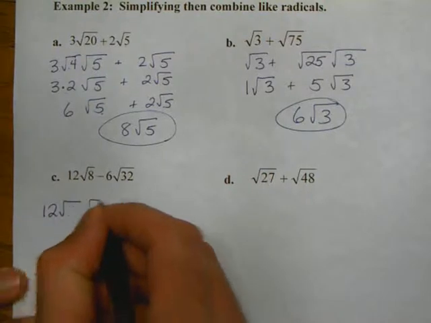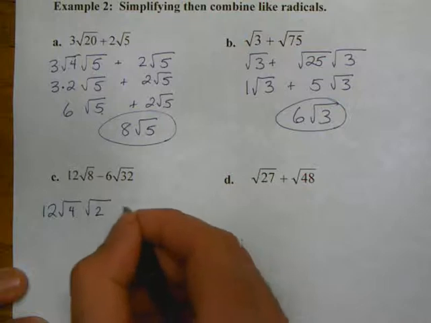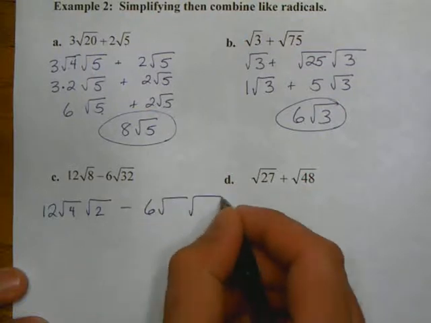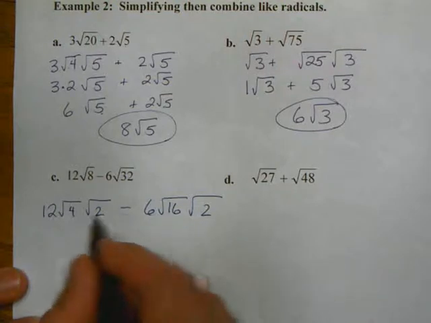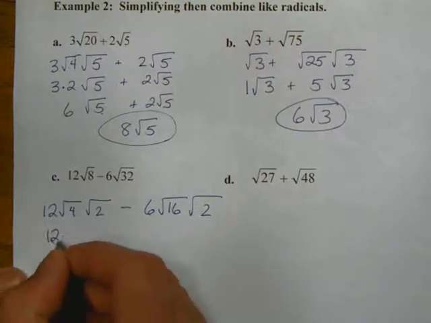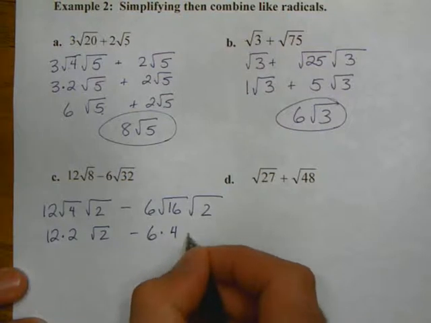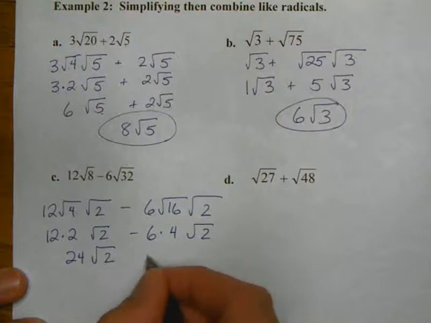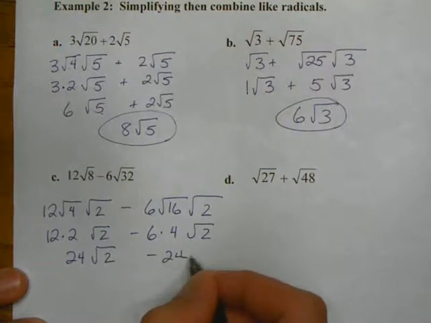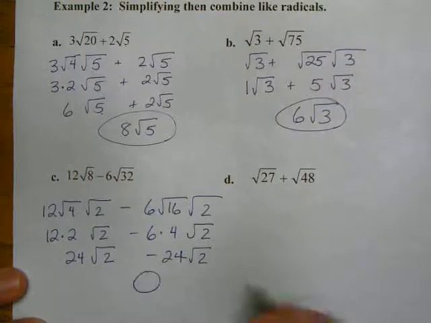As we move down to C, we're going to have to break down both. 12, and then we have 4 and 2, because 8 is 4 times 2. 32 is 16 times 2. Once again, we want to take the largest perfect square for both cases. So we have 12 times 2 root 2 minus 6 times 4 root 2. That gives us 24 root 2 minus another 24 root 2.